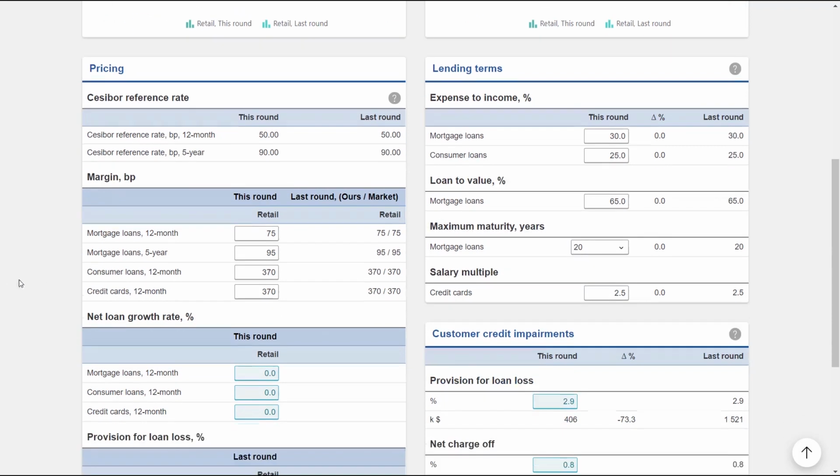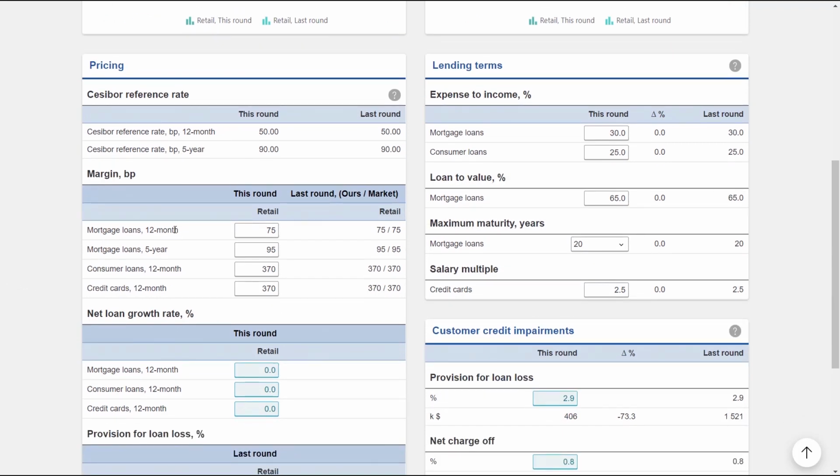And here we have mortgage loans with 12-month reference rate, and then we have mortgage loans with 5-year reference rate, then we have consumer loans and credit cards. And for all of these we will give a margin. What we call a margin is the fee that we are charging on top of the reference rate. So here we can see the reference rates for 12 months and 5 years. For 12 months it's 50 basis points and for 5 years it's 90.